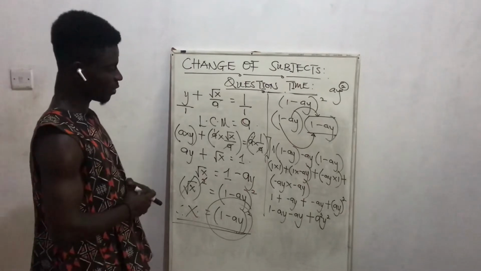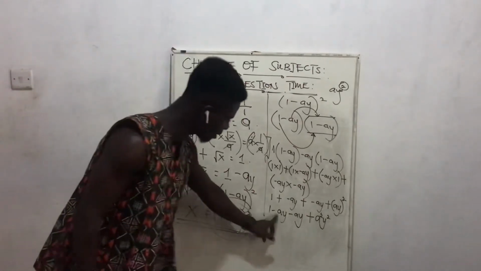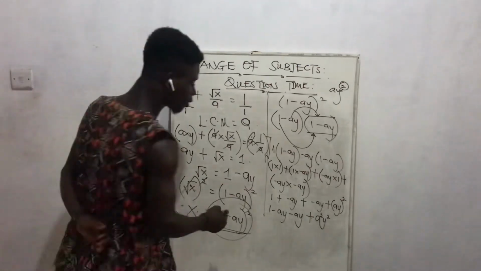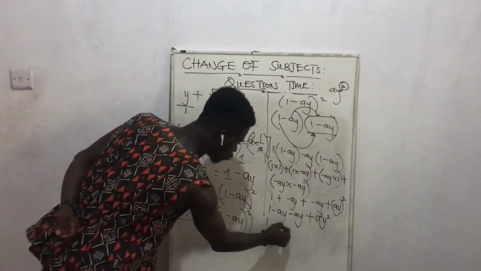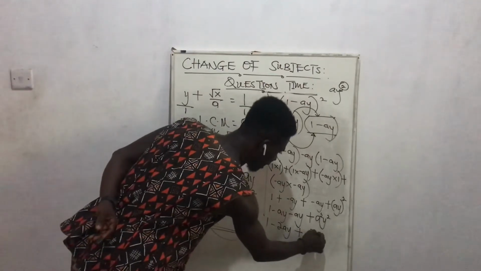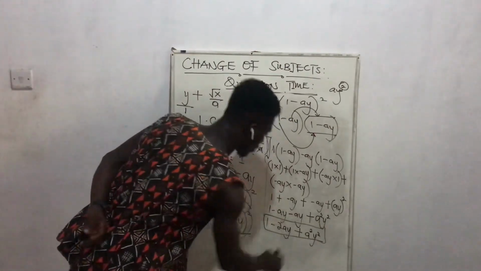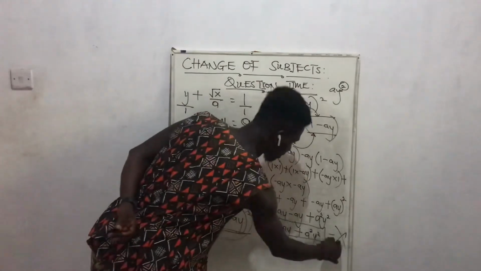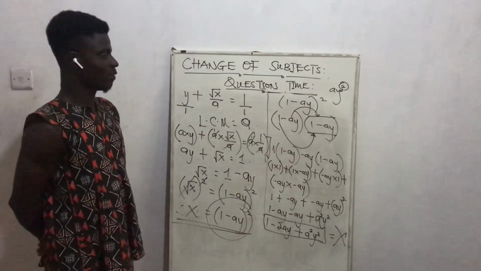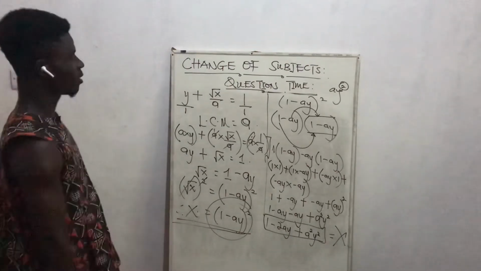It's very, very serious. Alright, so minus 1 plus minus 1, we get minus 2. So 1 minus 2ay, then plus a squared y squared. So this one can be equal to x. It can be equal to x. Very, very simple. So watch it very carefully.